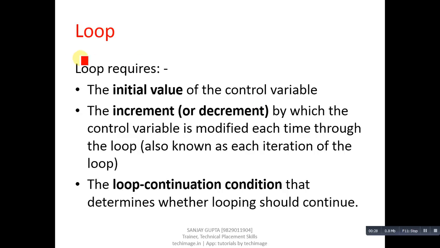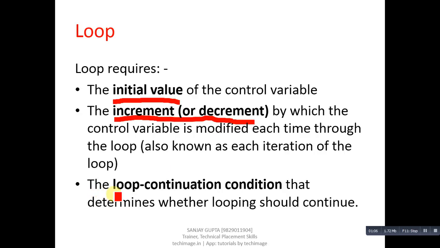Now coming to the topic, first we have to discuss the loop. Loops are used to repeat a set of instructions more than one time. For this purpose, a loop requires three parts, in which the first is the initial value, which is also known as the beginning value of the loop. The second part is increment or decrement, by which the control variable is modified each time through the loop. It is also known as the iteration of the loop. With the help of the increment or decrement operation, we can rotate the loop till the termination condition matches.